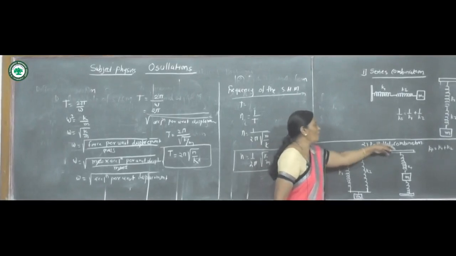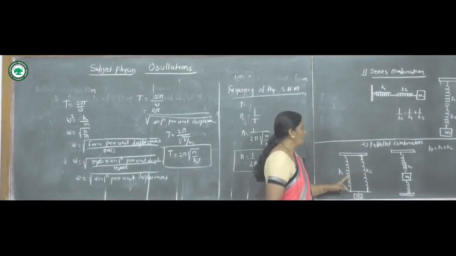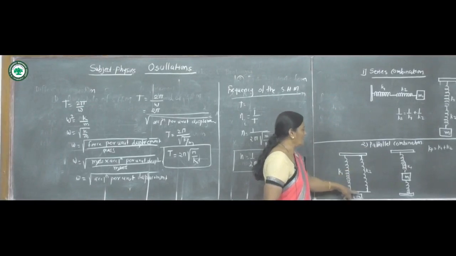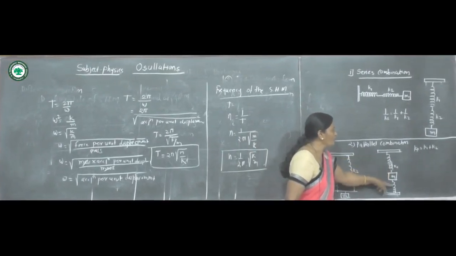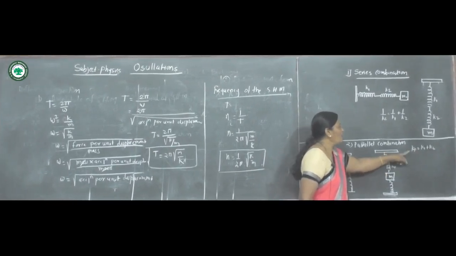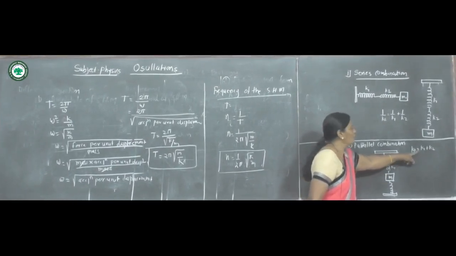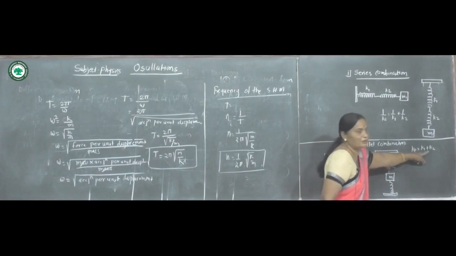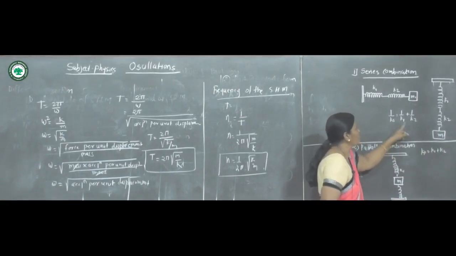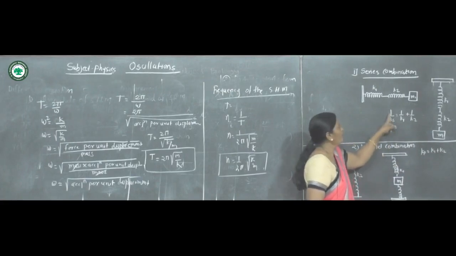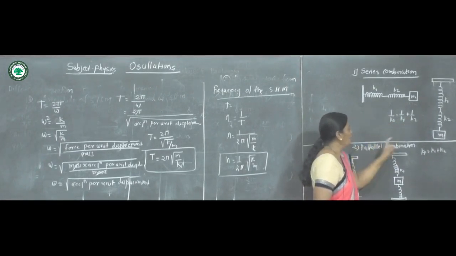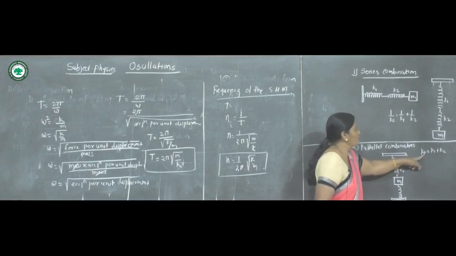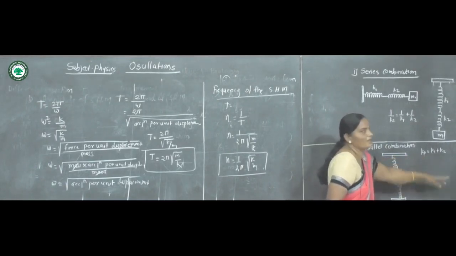Now in parallel combination, the two springs are parallel and the combined load is applied here. Again these are two separate springs. In parallel combination, Kp is equal to K1 plus K2. For finding the force constant, we can use these formulas: for series combination, 1 upon Ks is equal to 1 upon K1 plus 1 upon K2, and for parallel combination, Kp is equal to K1 plus K2.